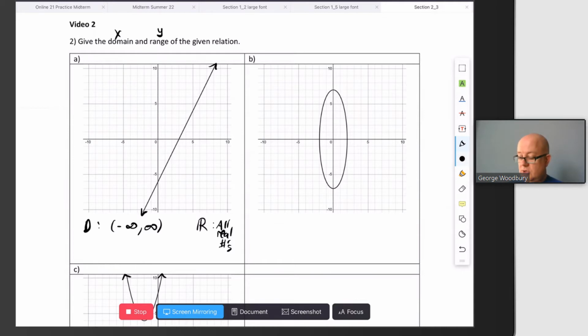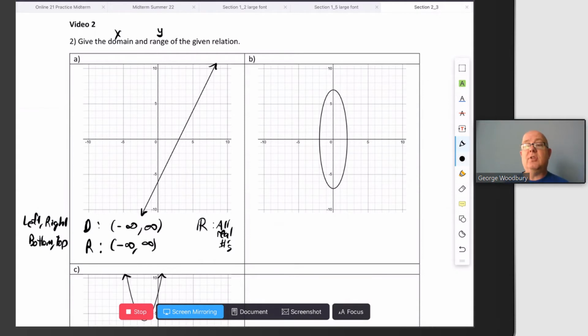For the range, we measure that from bottom to top. Domain, let me write that down. We go from left to right. Range goes from the bottom to the top. So because there's an arrow on the bottom, that means that y heads towards negative infinity, and the arrow on the top goes to positive infinity. So this is all real numbers as well.